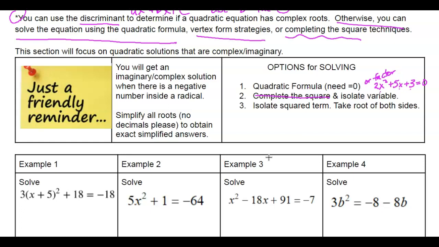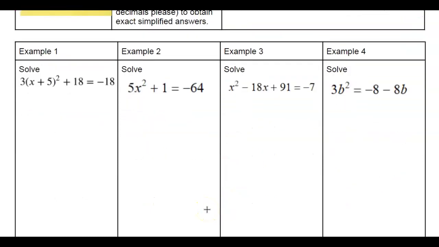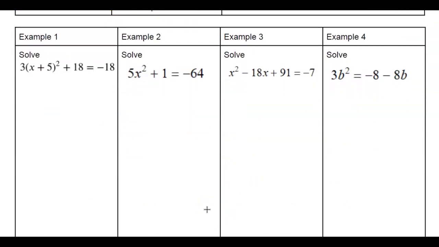So you take the square root of both sides. This could be with a parenthesis or with just x squared, okay? So let's go ahead and look at example number 1. So if we want to solve, the first thing I notice is that we have this parenthesis here. So if you don't want to multiply that out, which typically you don't because it's more work, then we want to get this root alone as a reminder.